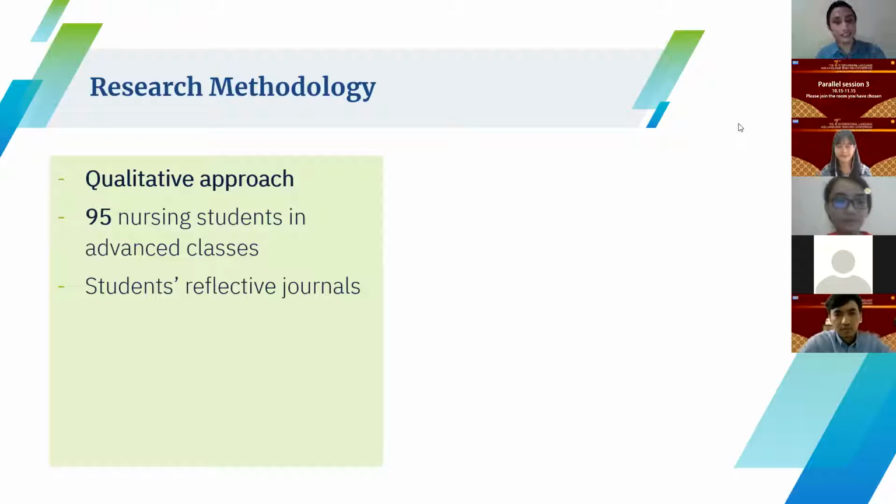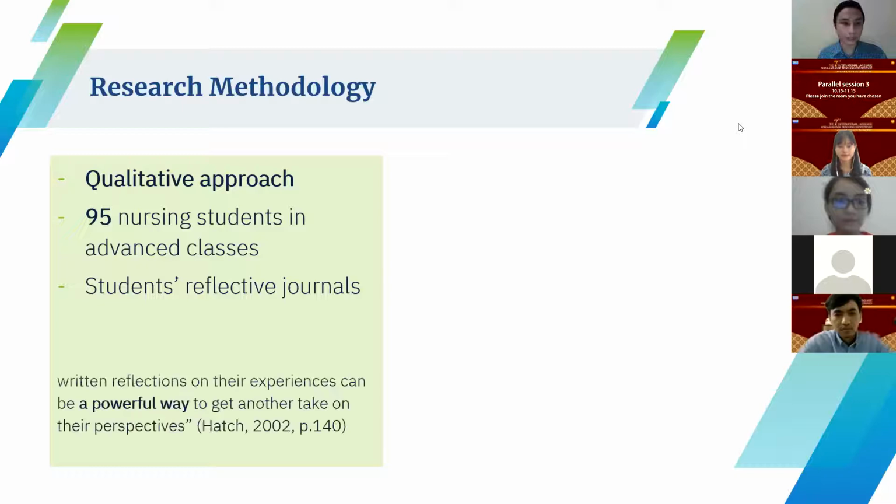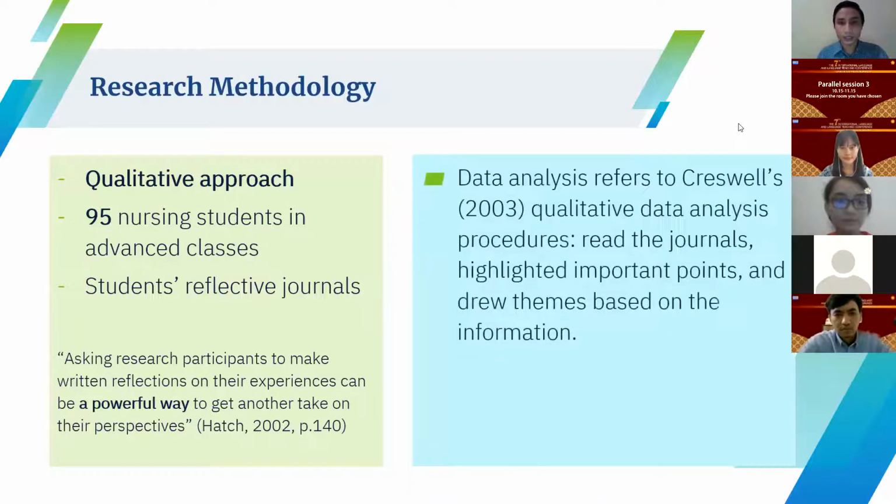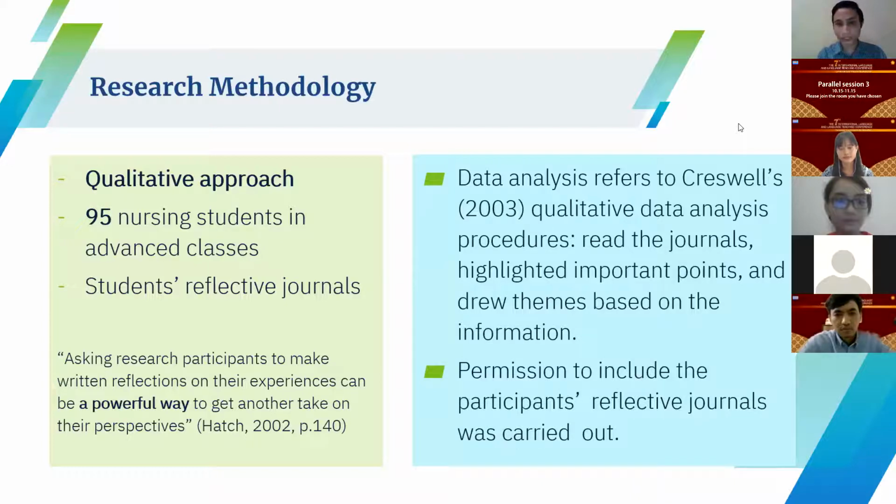Okay, and the instrument that I used was the students' reflective journals, as stated by Hatch, that this is a kind of powerful way to get another take on the participants' perspective. And then for the data analysis, I refer to Creswell 2003 on qualitative research data. I read the journals, highlighted important points, and finally drew themes based on the information. And to fulfill the ethical procedures, I asked my students' permission to include the participants' reflective journals.